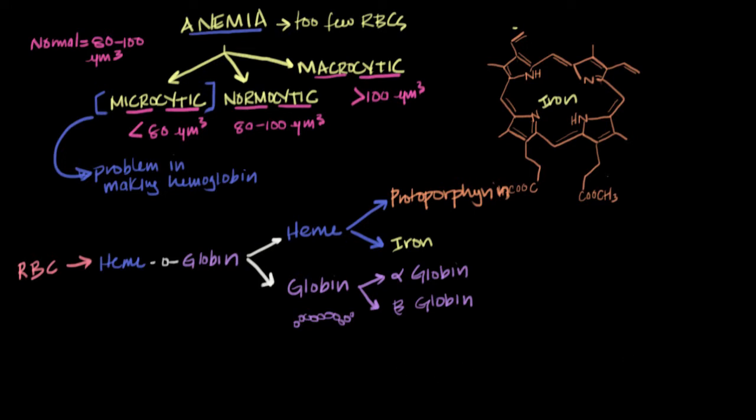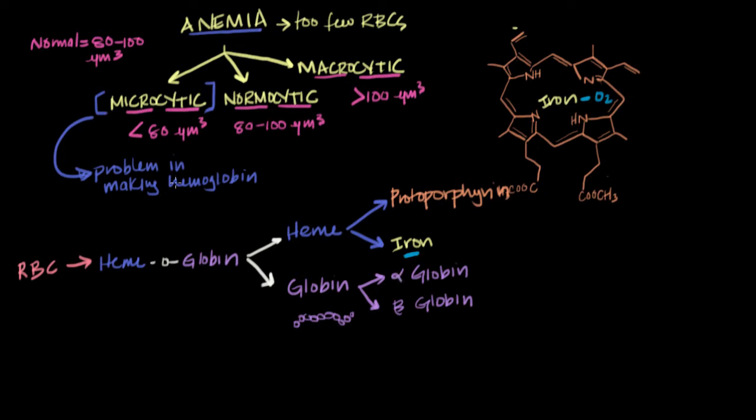But what does any of this have to do with binding oxygen? We said that hemoglobin is what binds the oxygen. So where is the oxygen in this picture? Well, it's actually found over here, bound to the iron. So iron serves a really, really important role in not only the structure, but also the function of hemoglobin.